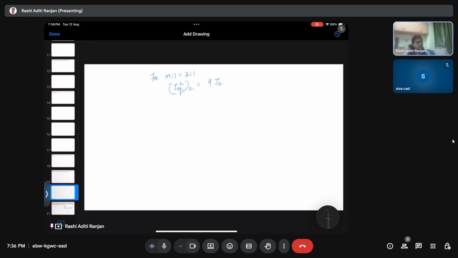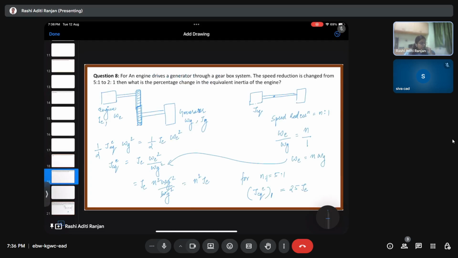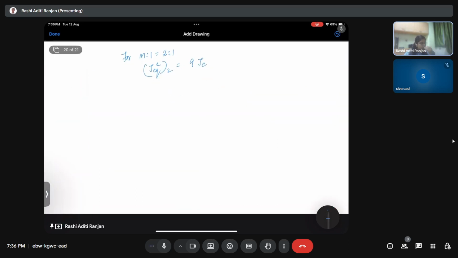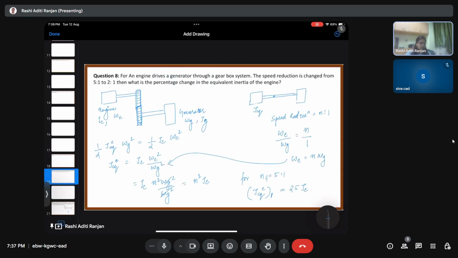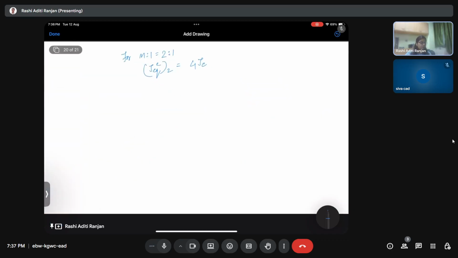Now the question asks: what is the percentage change in the equivalent inertia of the engine? By this it means that if the reduction is done from 5:1 to 2:1, the system changes from 25 Je to 4 Je.